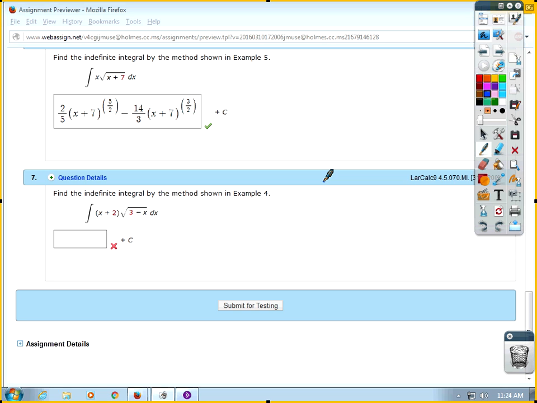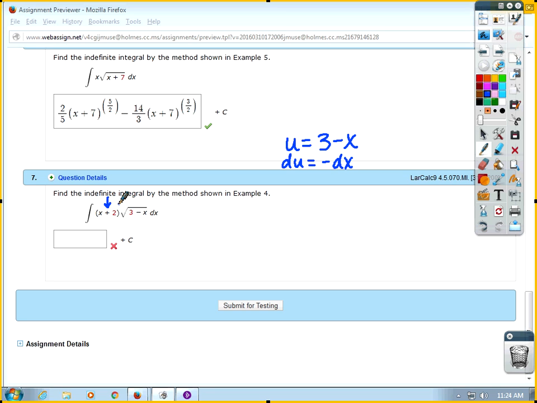All right, and that is correct. And then our last problem, we have the integral of x plus 2 times the square root of 3 minus x dx. So if I let u equal 3 minus x, your du is negative 1 dx.